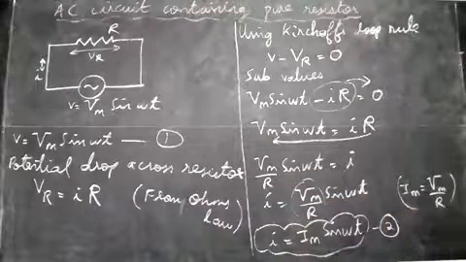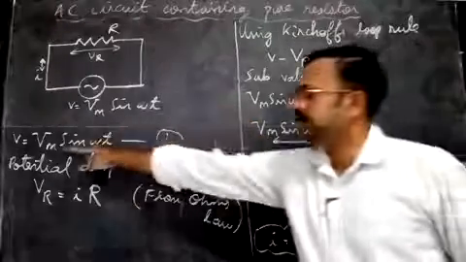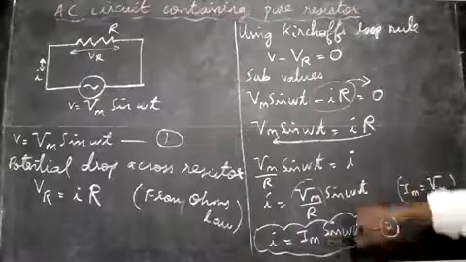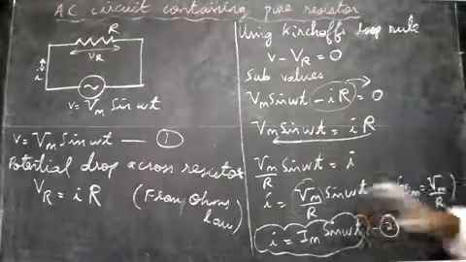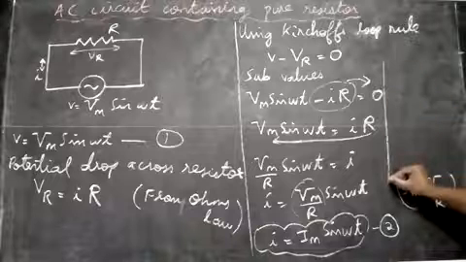Now from equations 1 and 2, compare the two. This is Vm sine omega t, and this is also Im sine omega t. So we can say that there is no phase difference. Both the voltage and the current are in phase. Let me write on this side here.